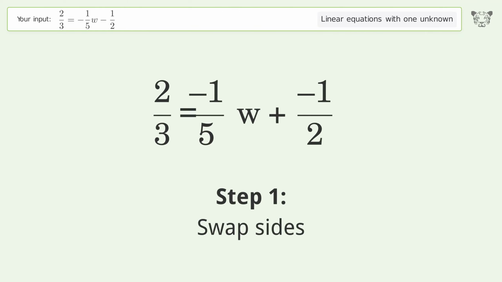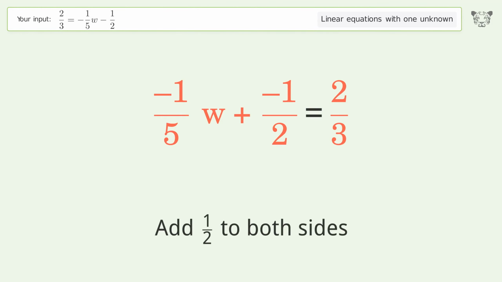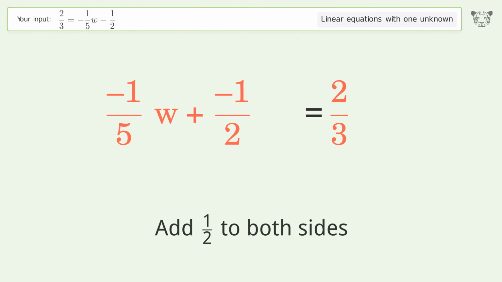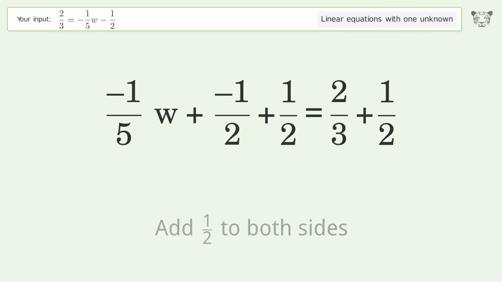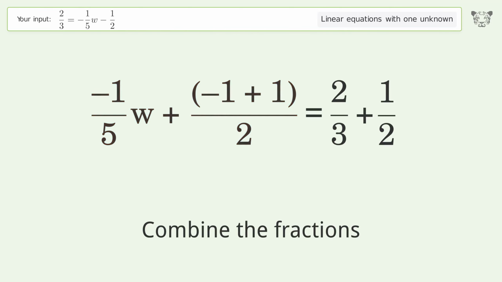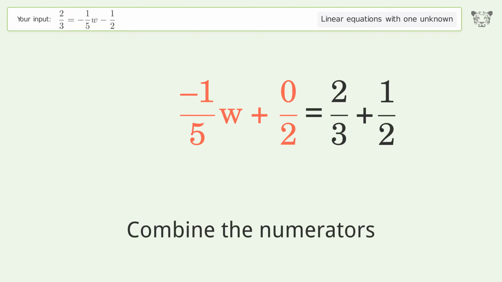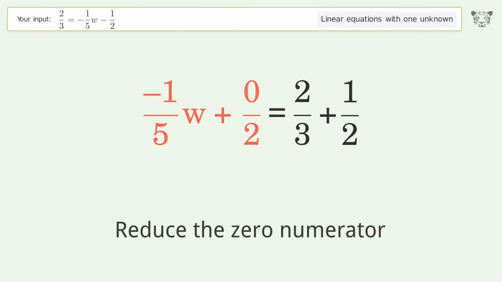Swap sides. Group all constants on the right side of the equation. Add 1/2 to both sides. Combine the fractions. Combine the numerators. Reduce the zero numerator.